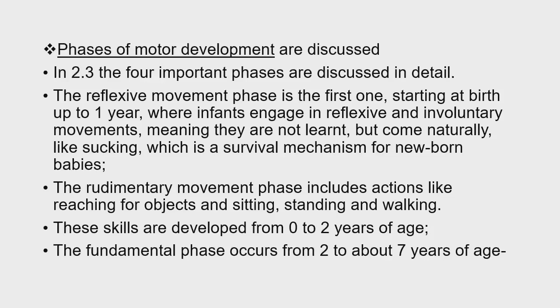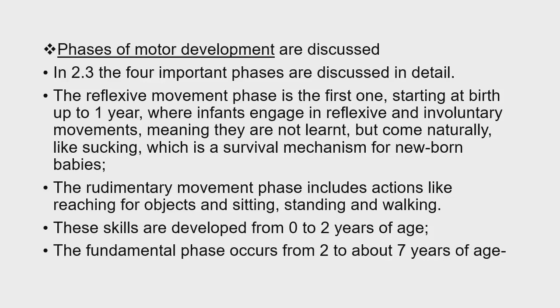Phases of motor development are discussed in 2.3. The four important phases are discussed in detail. The reflexive movement phase is the first one, starting at birth up to 1 year, where infants engage in reflexive and involuntary movements, meaning that they are not learned, but they come naturally, like sucking, which is a survival mechanism for newborn babies. The second phase is the rudimentary movement phase, and it includes actions like reaching for objects and sitting, standing, and walking. These skills are developed from 0 to 2 years of age.